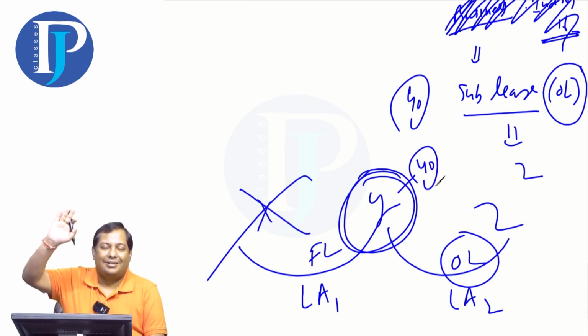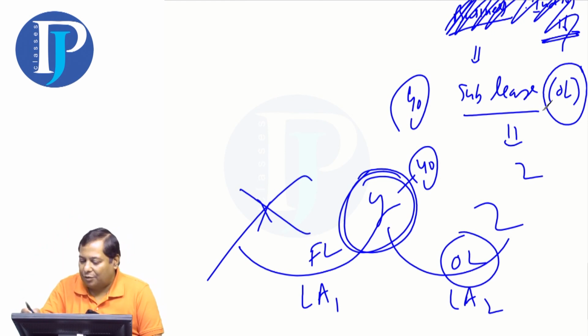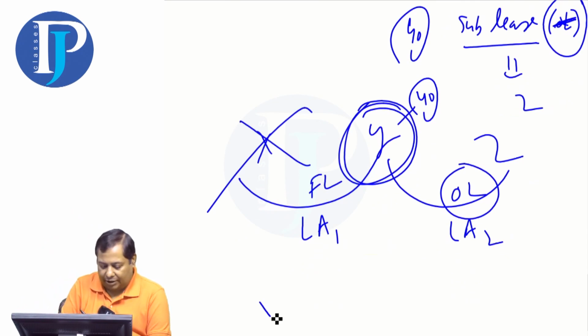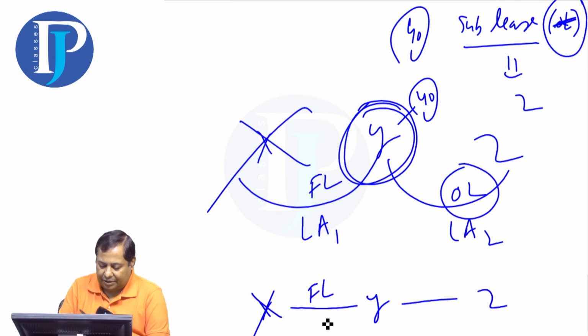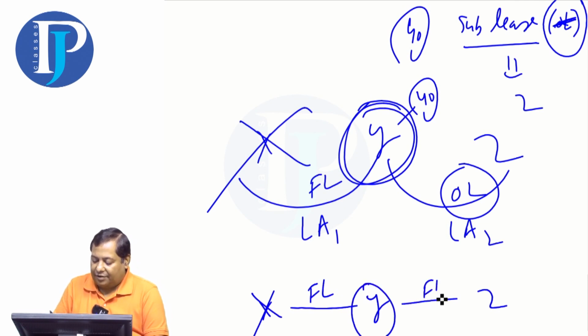Sir, this could also happen: Y will give it to Z on finance lease. Possible. X to Y, then Y to Z. This is finance lease, it is out of the picture, and it came here. Then it gave further on finance lease.